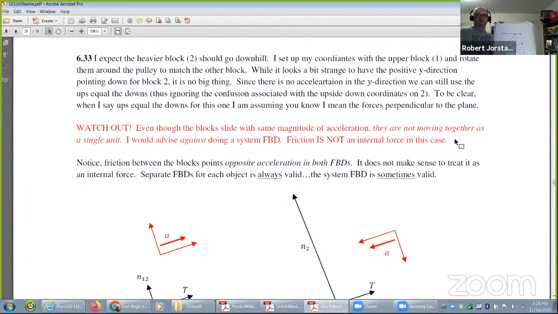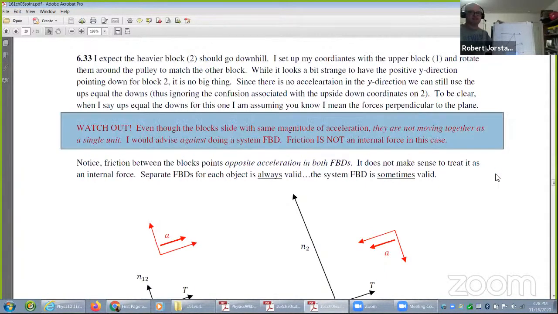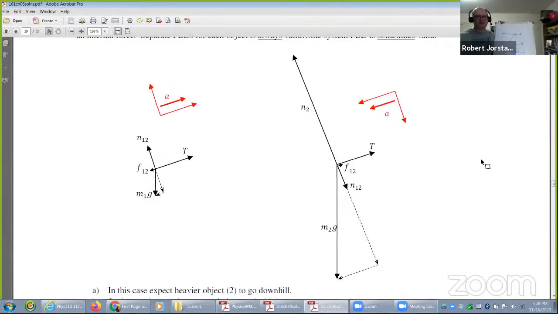Okay, so this is what I learned when I wrote up the solutions for that. People, just because they have the same A doesn't mean they move together as a single unit. So don't do a system FBD. It's friction. Now look at this. This is crazy.